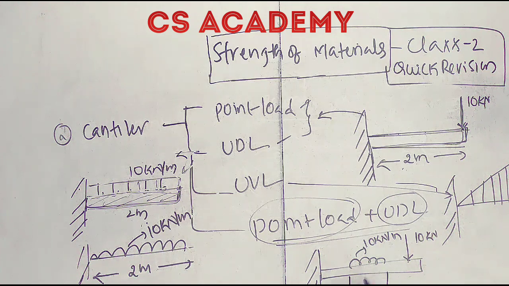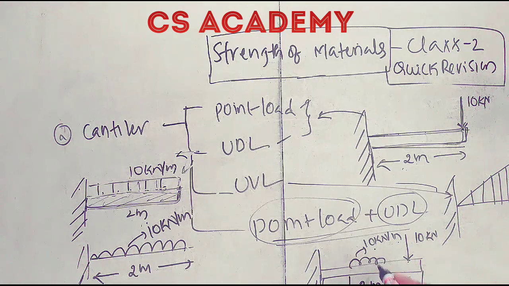Wow, this is important, 2 meters length. And here the total length will be 5 meters. That means we have to represent where it will be, what is the length of the UDL. You have to represent, per meter this will be 10 kilonewtons. For 2 meters it will be 20 kilonewtons.